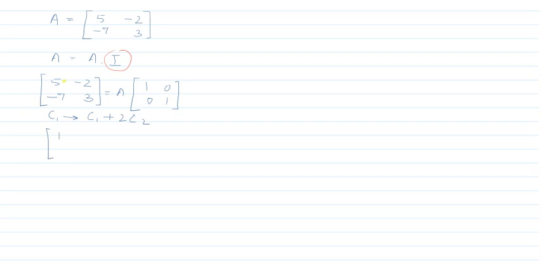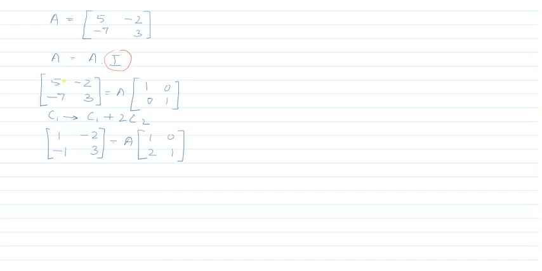The second element that we have in the first column is minus 7. So minus 7 plus twice of 3 is minus 7 plus 6. That makes it minus 1. Second column, there is no change. So I'm writing that as it is, equals to A multiplied by the first column. It's 1 plus twice of 0. This will remain 1. 0 plus twice of 1 is 2. This will remain as it is.